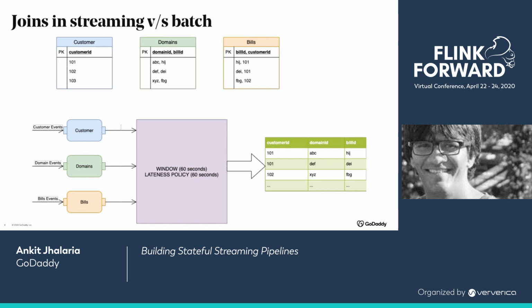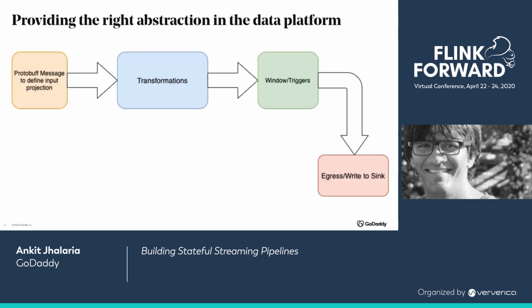Let's say you have a window of a minute, and 2 of the streams arrive on time while the third doesn't. You can still store that state in Flink and update it later when the third event arrives, so that you're not losing any data. That's how we use stateful processing with Flink.